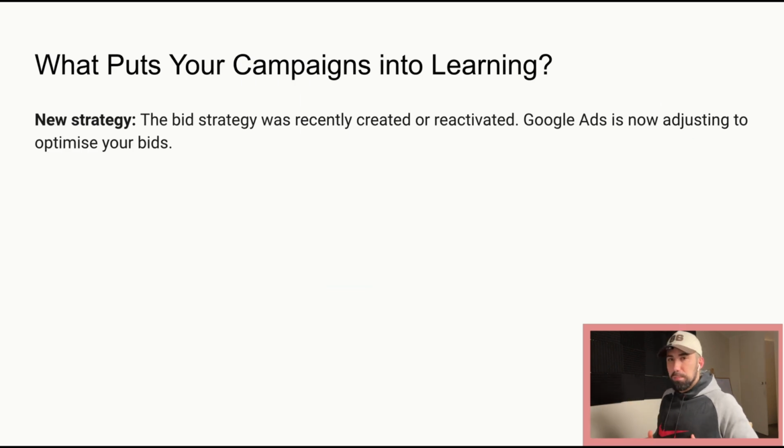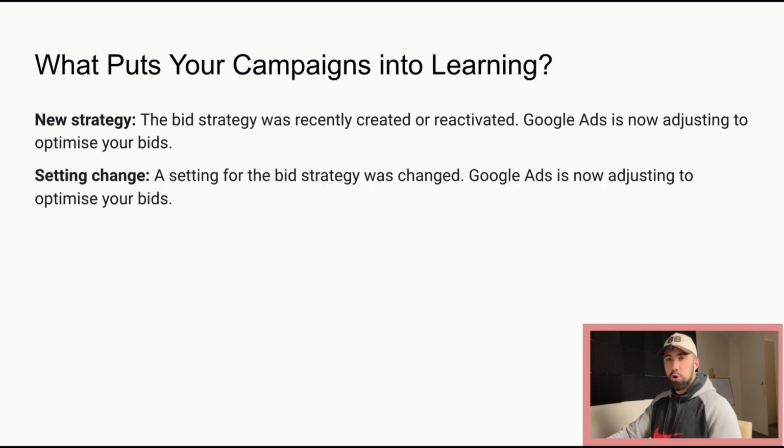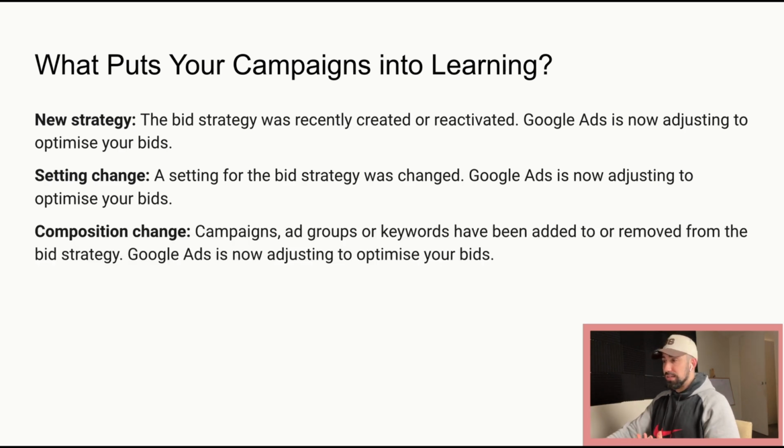So what actually puts your campaigns into learning? A new strategy. We changed the bid strategy. You remember, manual CPC to max conversions. That is a new learning. The algorithm is going to get into learning. A new bid strategy is created, right? Or adjusting to optimize the bids, or some settings changed in your ad account. Now, with a bid strategy, if you have a target CPA and you increase that target or you decrease that target, that is a new learning that is going to occur.